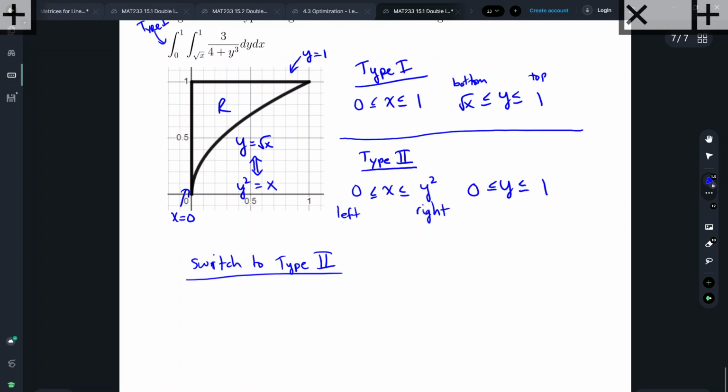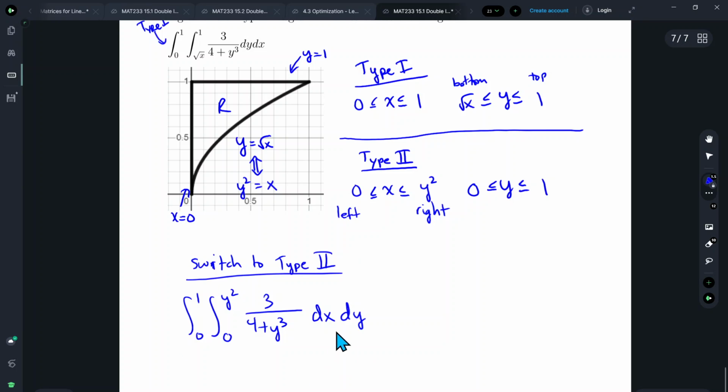Right, so here when we switch to a type 2, we have to change the limits of integration according to how it's described as a type 2 integral. So y is on the outside, y goes between 0 and 1, x is on the inside, x goes between 0 and y squared. The function stays the same, so 3 over 4 plus y cubed. And then I switch the order of integration, so dx goes first and then dy.